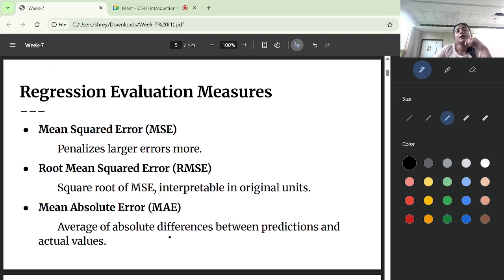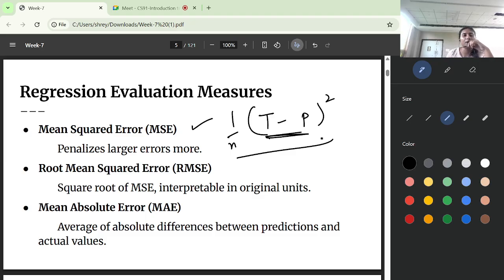So similarly, as we have discussed with classification, there are multiple regression evaluation measures. First is mean square error. Let's say you have an output that is the true value and you have a predicted value. What you will do is take the error, take its square and take the mean. So this is mean square error. Simple, what we have learned in the last lectures as well.